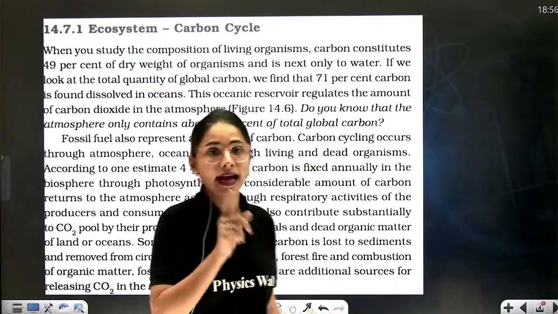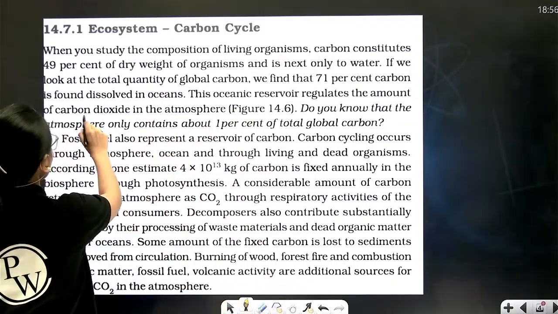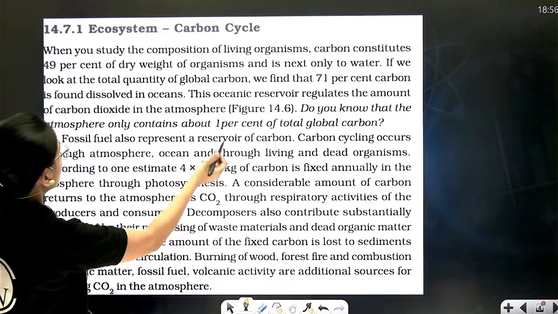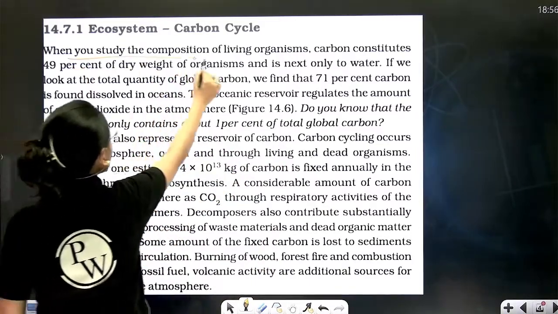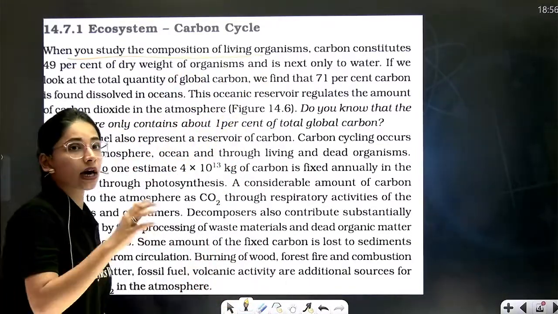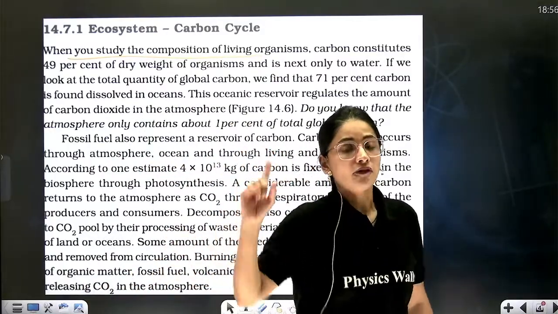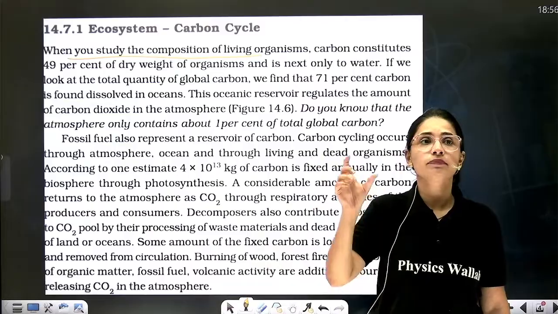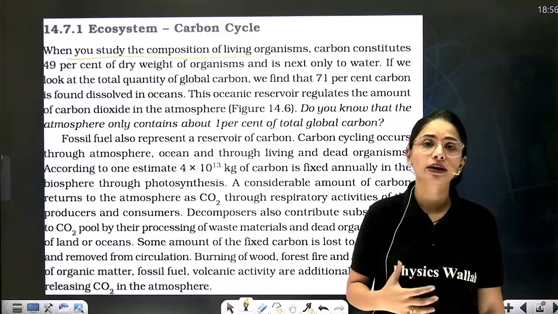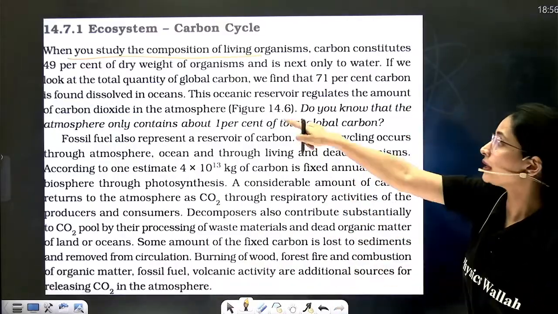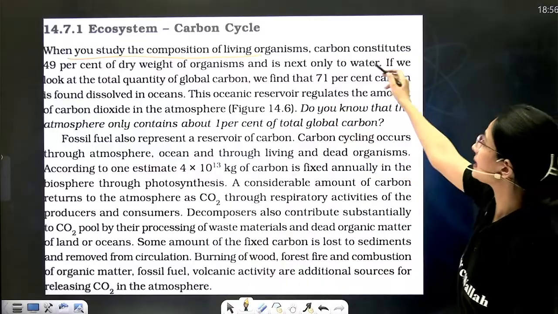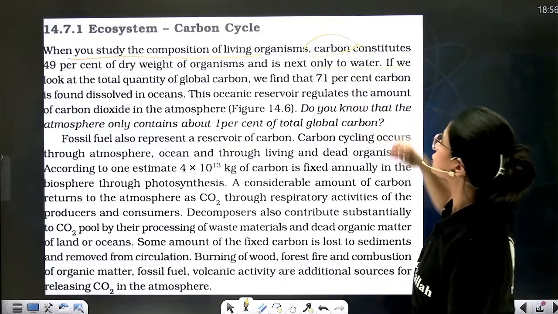It is said that annually, where it is written, okay, let's try to read. When you study the composition of living organisms, carbon, हमारी body में carbon, after water, the second most important component of our body is carbon. Our 49% of the dry weight is carbon, which is next to water.